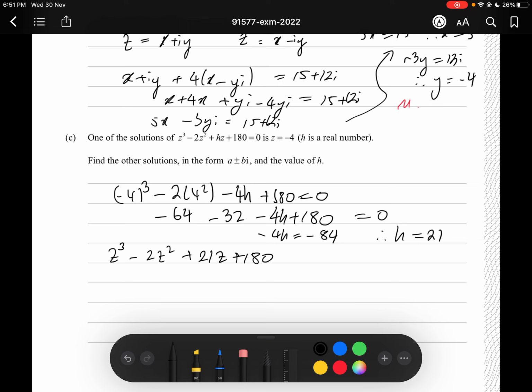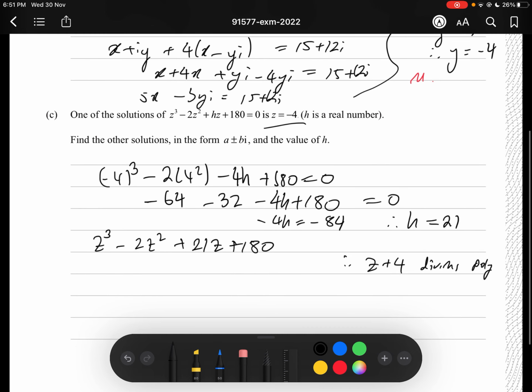So how do we get the divisor for the polynomial? In this case, we know that z equals -4 is a solution, so therefore z plus 4 divides the polynomial. So in this case, we have z to the power 3 minus 2z squared plus 21z plus 180 divided by z plus 4.